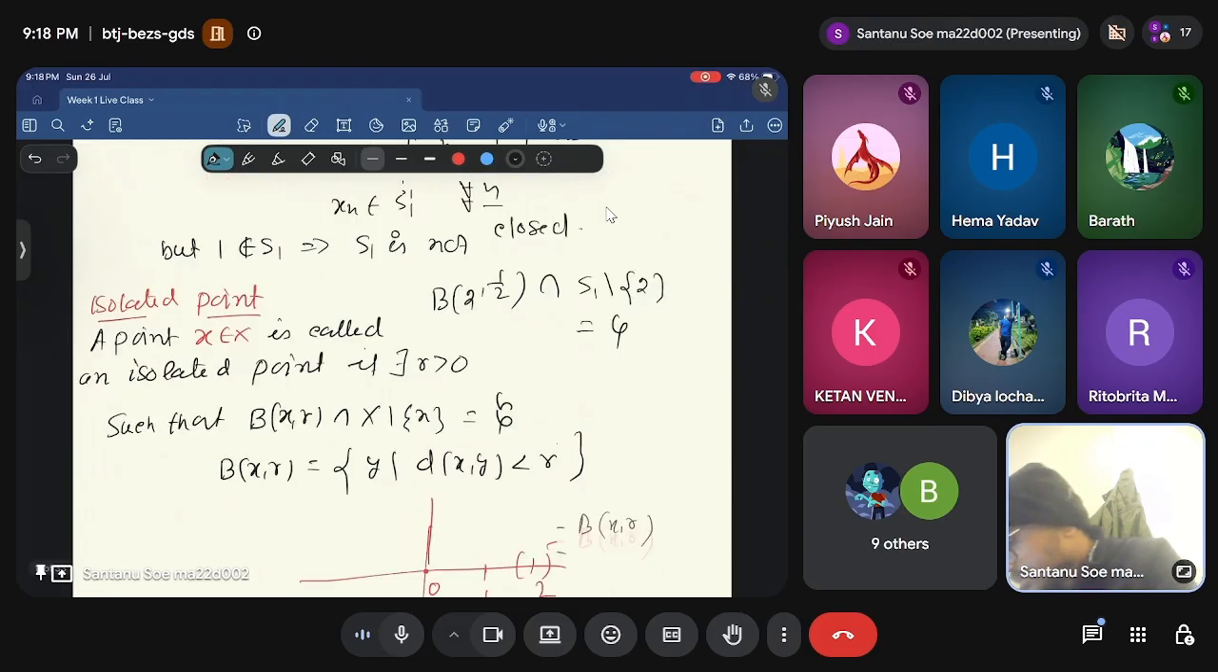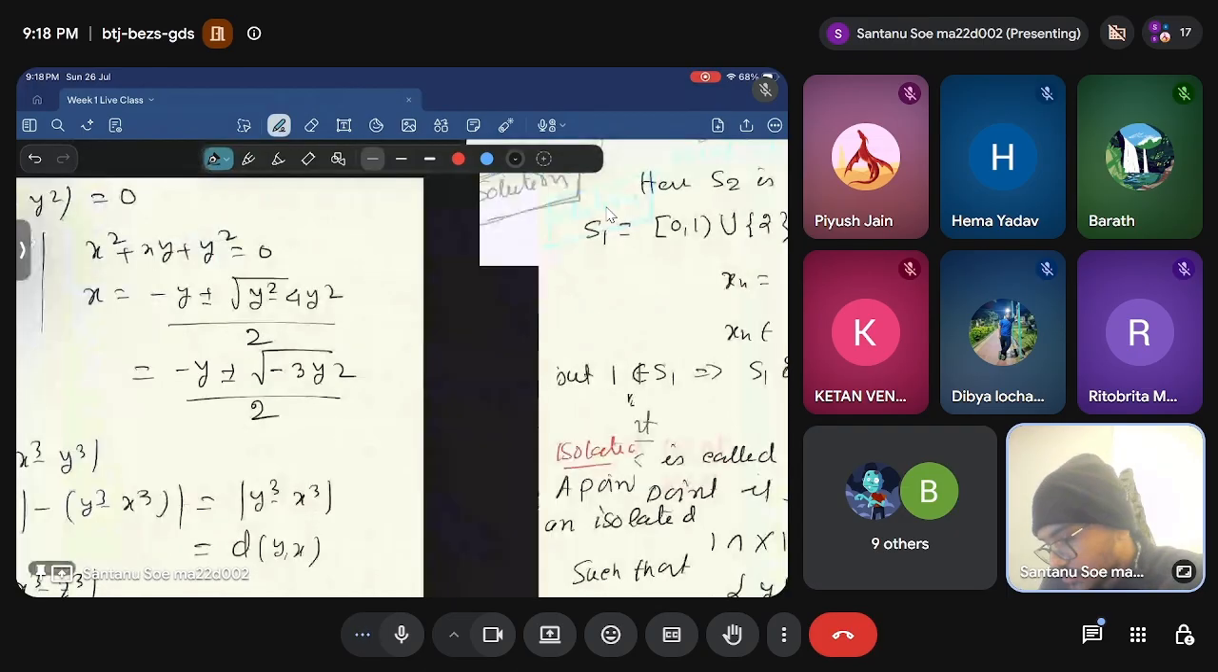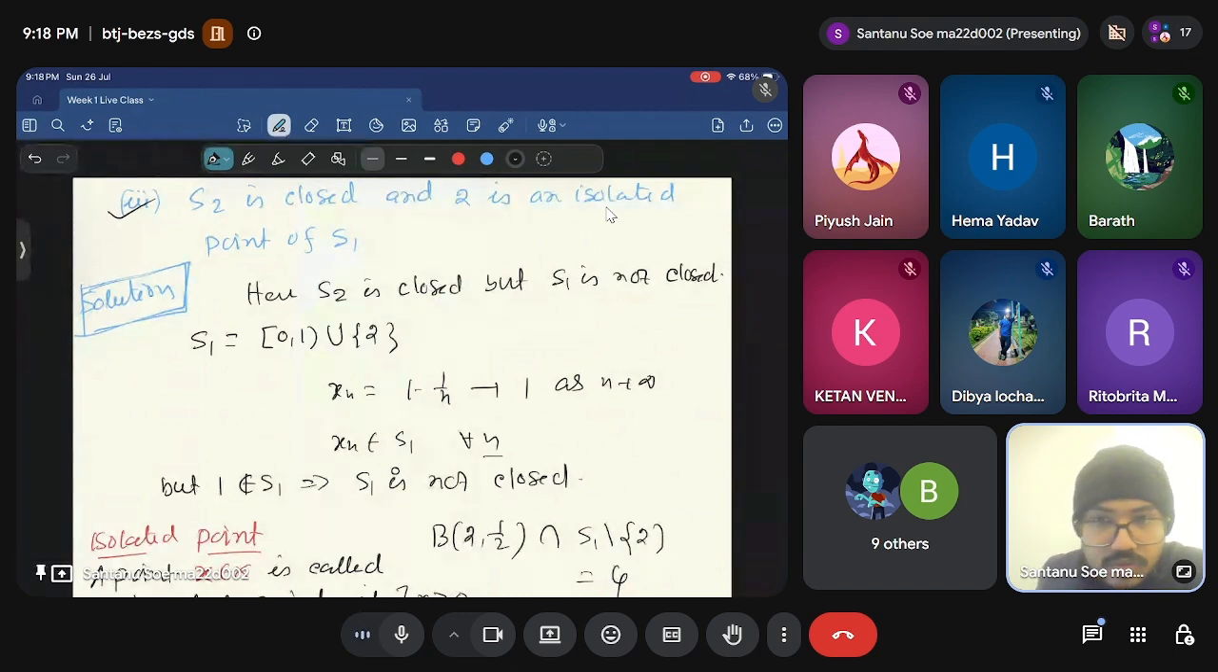So this should be the correct option. All other options are not true. All points of S2 are limit points of S1. This is not correct because 1 is not a limit point of S1. S1 and S2 both are closed. This is also not true because S1 is closed. I mean S2 is closed, S1 is not.